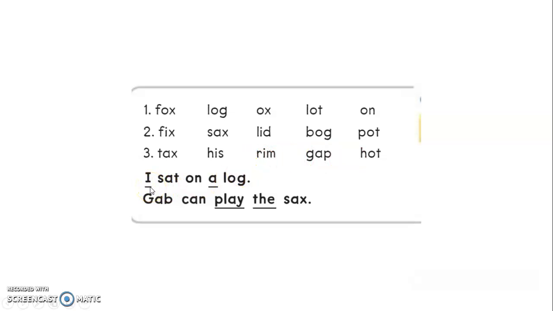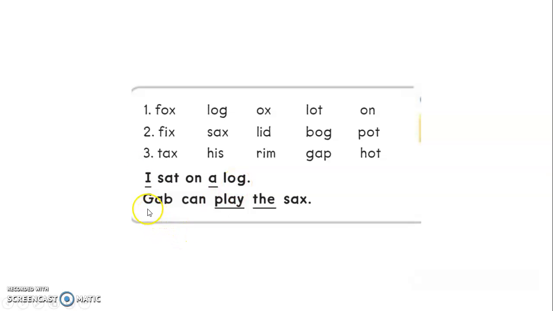They have sight words. These are words to know. This is I, and this is a. This is play, and this is the. Let's read the sentence. I, sat, on, a, log. I sat on a log.